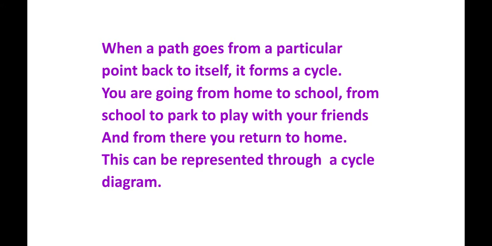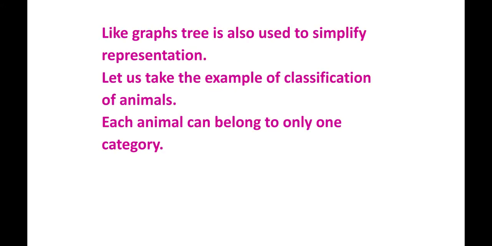Suppose you go to your friend's home, it is not a cycle, because you have not started at your friend's home. You have started only at your home. So when a path goes from a particular point back to itself, it forms a cycle. A path starts at a point and reaches somewhere, and the final point is the same. You go from home to school, from school to the park to play with your friends, and from there to your home. It is represented as a cycle diagram.